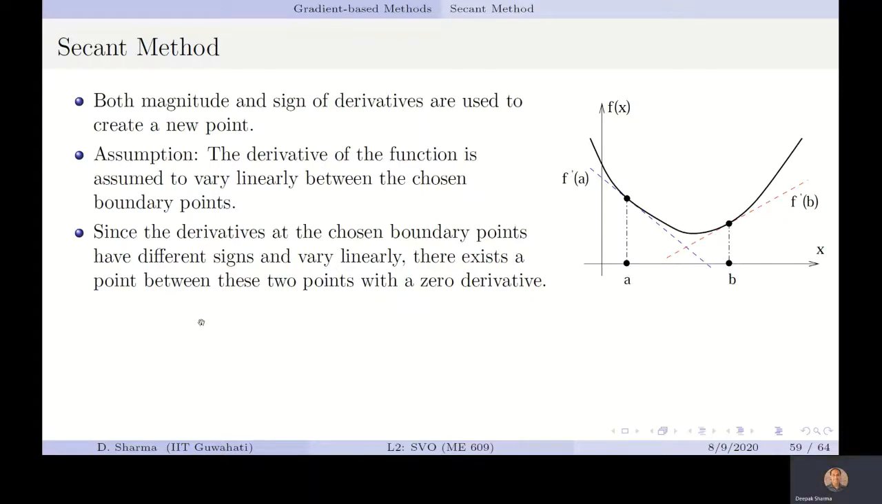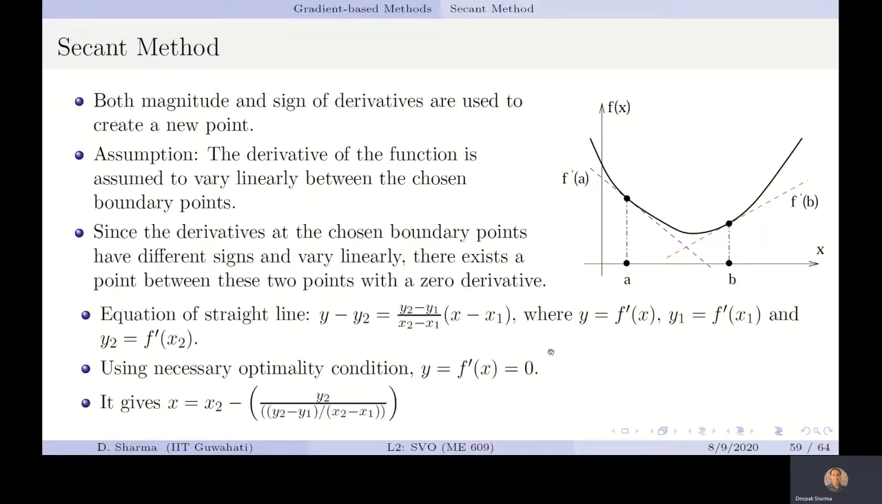Now here, since the derivatives at the chosen points have different signs and they vary linearly, there exists a point between these two points with 0 derivative, as I have explained earlier. Now let's see how they find the new point. We all know the equation of a straight line. It is written as (y minus y1) equals (y2 minus y1) divided by (x2 minus x1) times (x minus x1). This is the very standard equation which everyone knows.